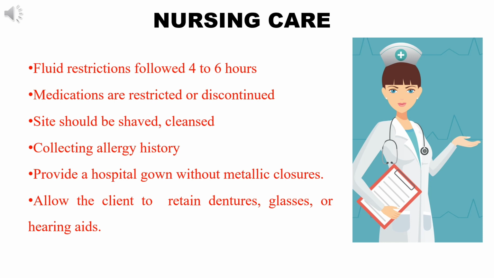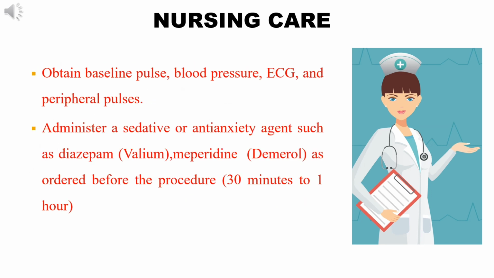So, asking the client about any history of allergy to iodine-based contrast agents. Next, provide hospital gowns without metallic closures. After that, allow the client to retain dentures, glasses and hearing aids, as they do not interfere with the study. Obtain the baseline pulse, blood pressure, ECG and peripheral pulses, and mark the sites of peripheral pulses for comparison after the study.